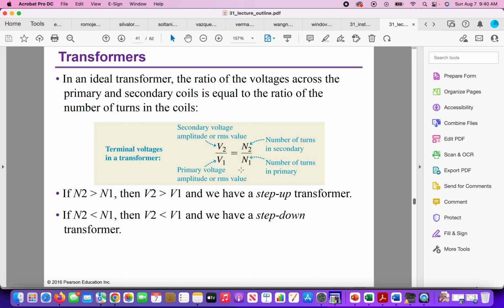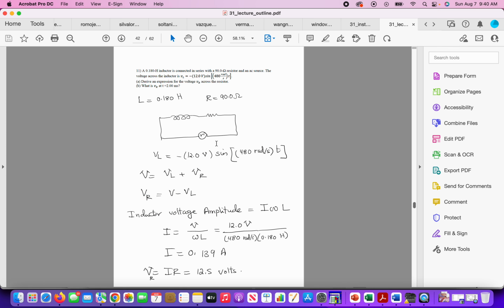If N2 is less than N1, then V2 is less than V1, and we have a step-down transformer, like the transformers that we have for our laptops or for the devices that we are using.